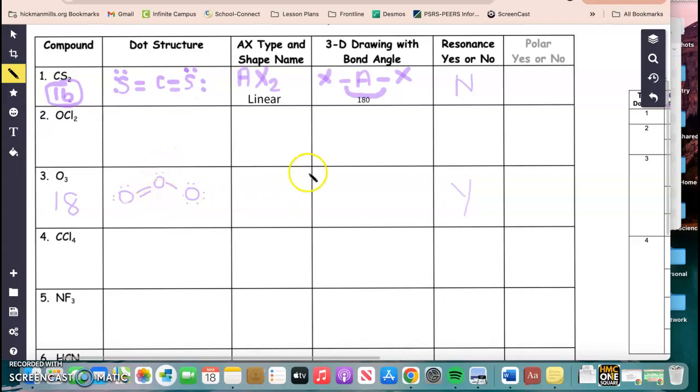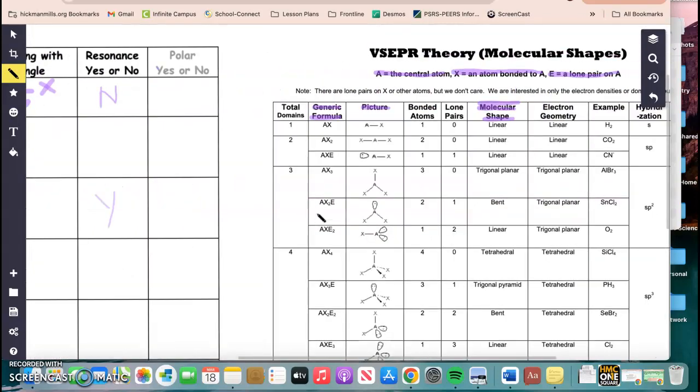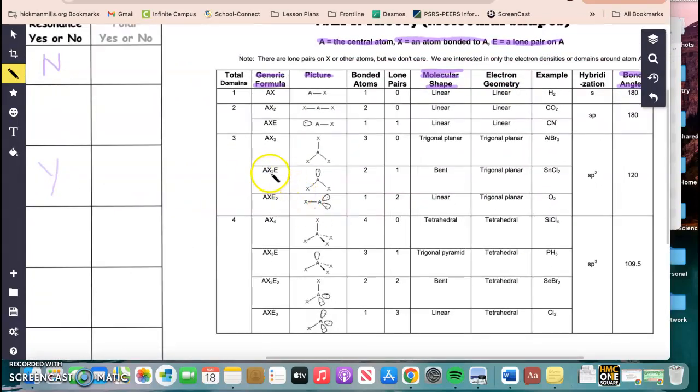Okay, so now we have our AX type. So we have our central oxygen atom, so that's an A. It has got 2 bonded oxygen, so that's going to give us AX2. And then we have these 2 lone pairs. All right, so a lone pair means 2 valence electrons. So we have 2 valence electrons that are on this central atom, so that is going to give us an E. So when we go look at this on the chart, we have AX2E. That gives us a bent shape, and so it'll look something like this.